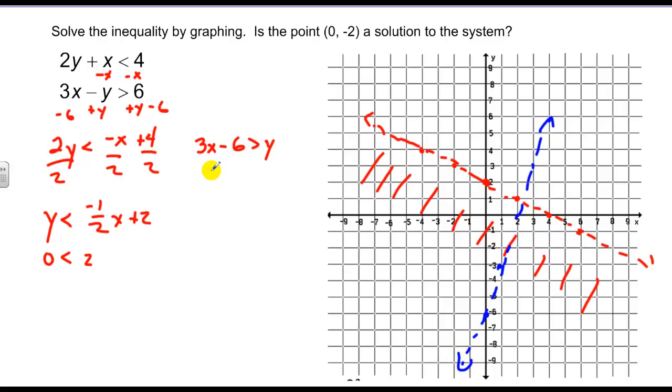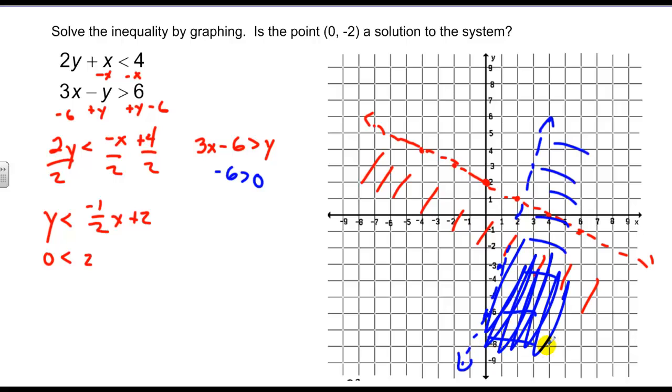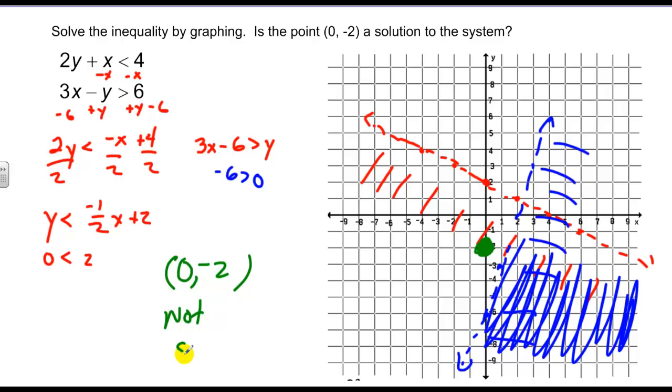Check to see if 0, 0 works. Is negative 6 greater than 0? The answer is no, so I shade to this side. My double shaded region is here. And is 0, negative 2 a solution? 0, negative 2 puts me right around here. So it's not in the double shaded region. So 0, negative 2, not a solution.